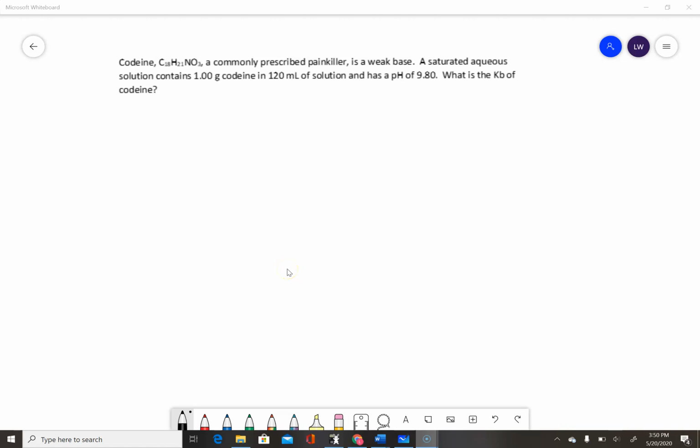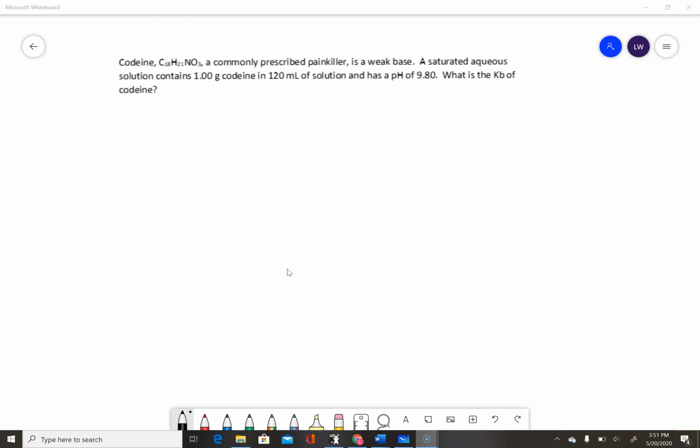In this question, we are told that codeine, and then we're given the formula for codeine, which is a commonly prescribed painkiller, is a weak base. A saturated aqueous solution of codeine contains 1 gram of codeine in 120 mL of solution and has a pH of 9.8. Given this information, we're asked to calculate what is the Kb of codeine.